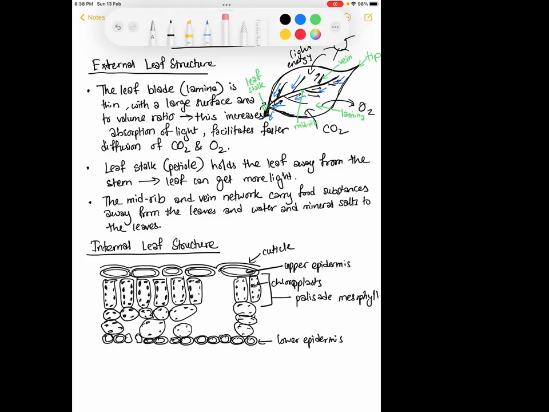You may have noticed, if you have touched a leaf, the underside is really rough, because there's no cuticle layer. This part right here is spongy mesophyll, because this has more gaps. It's not so tightly packed.